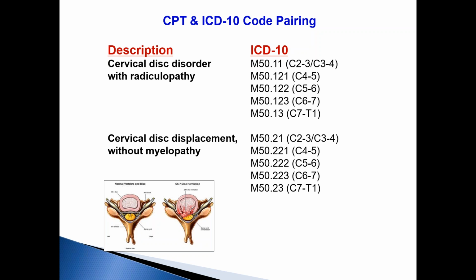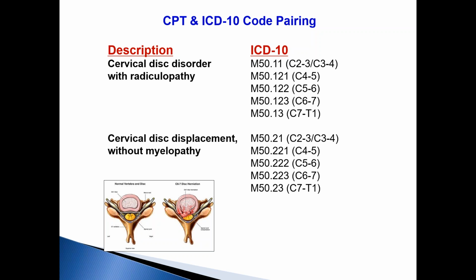So cervical disc disorder means that there is some sort of disc pathology. There's some disc involvement, whether it be a herniation, a bulge, a protrusion, a prolapse, and there's nerve root compression, which means there's radiating pain down an arm, in this case, or down a leg. So that's disc disorder with radiculopathy, disc pathology with radiating pain.